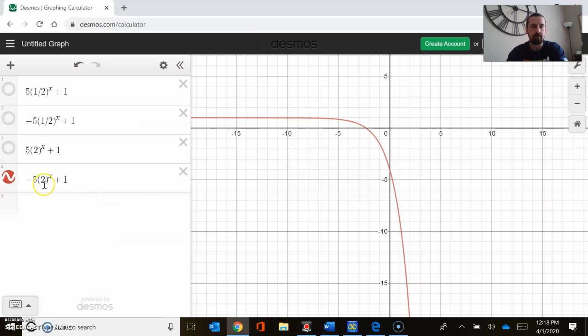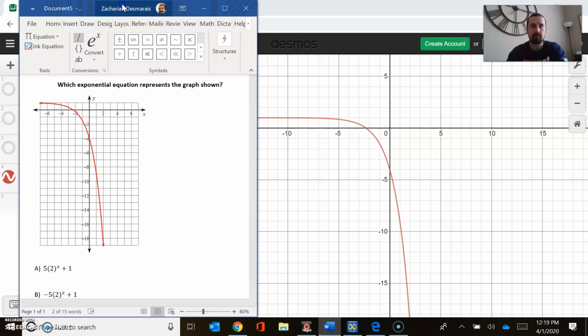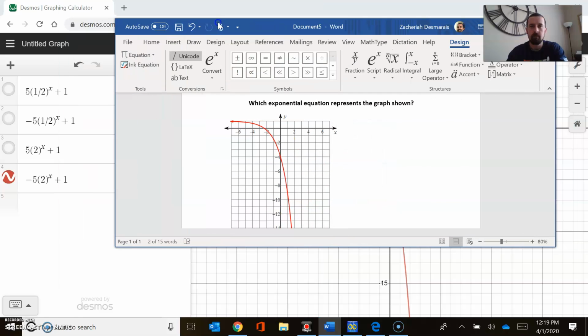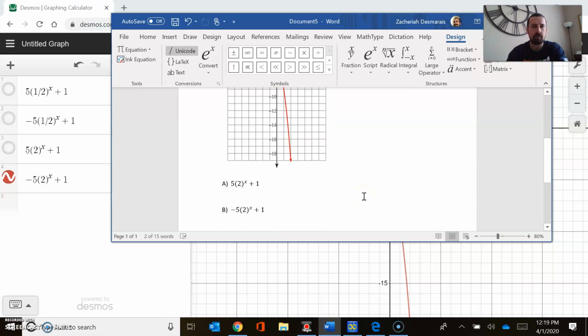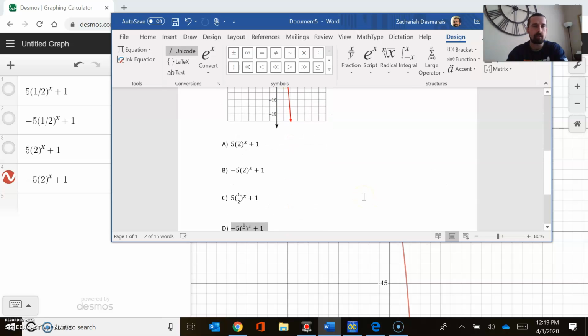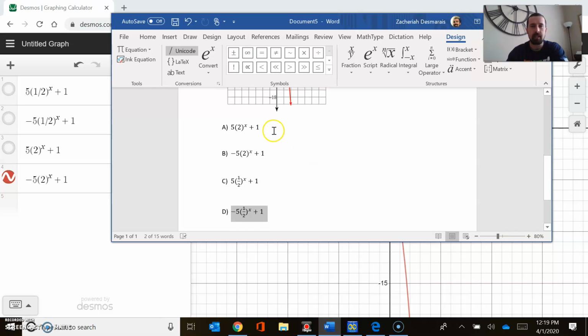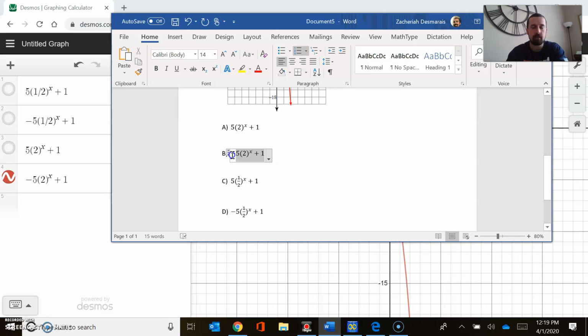So what's our answer? Well, it says -5 parentheses 2 raised to the x plus 1. So we go find our answer. I don't know why it keeps doing that, but -5 parentheses 2 raised to the x plus 1, and that is answer choice A right there. Again, I put them in, oh no, that's answer choice B. B is the correct answer there.